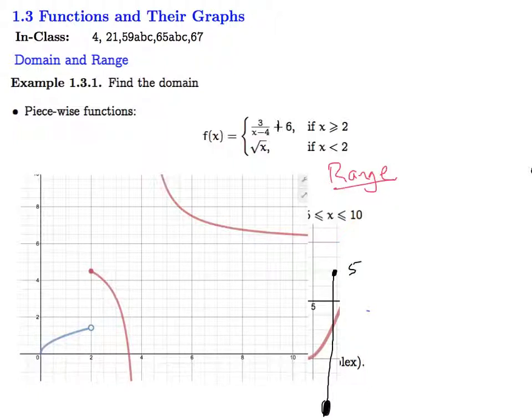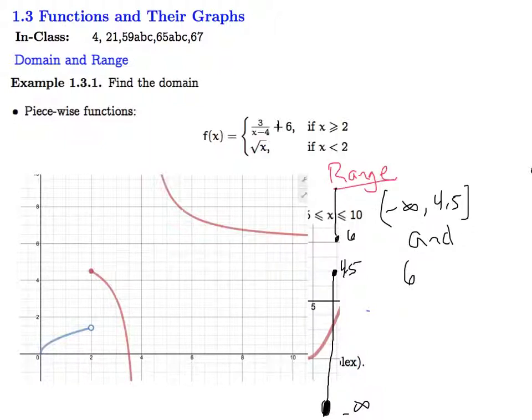And then there's the break in our graph up until 6. And then there's another break in our graph. I misspoke. This is at 4.5. I'm sorry. So what this means is that our range is going to be all numbers from negative infinity all the way up to 4.5. We actually hit 4.5, and then we don't actually ever hit the number 6, but we go from 6 to infinity. So these are all possible outputs for our function.